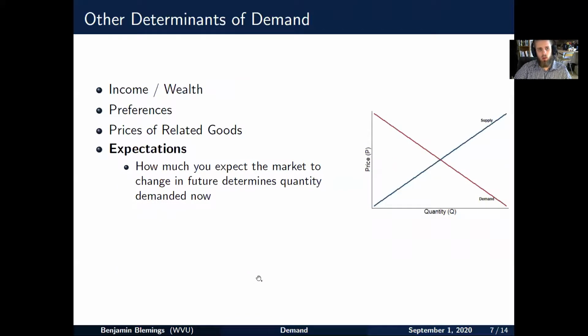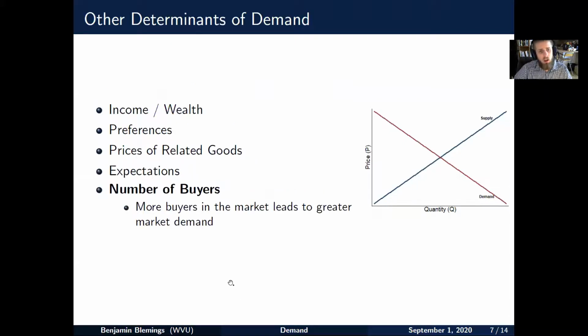So the last thing that affects demand that I'm talking about now, or second to last thing, is expectations. How much you expect the market to change in the future determines the quantity demanded now. If you expect the price of oil to increase in the future, then you might buy more gas now. And then the number of buyers. So if there's more buyers in the market, it leads to greater market demand. That shouldn't be too much of rocket science for you guys.